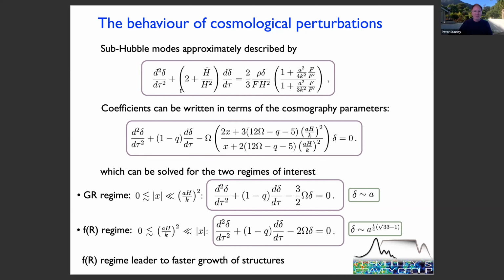You can write down a second order differential equation for this case, and then write that in terms of the cosmographic parameters. And then there are two regimes of interest. There's the GR regime, where you get your standard growing mode, where delta goes like the scale factor, which would be proportional to t to the 2/3 in the matter-dominated epoch. And then you get an F of R regime, where typically your density contrast will grow much faster than in the standard matter-dominated GR regime. So you have a potential transition between GR and F of R regime, and this will be your smoking gun for deviations away from the lambda CDM cosmology.